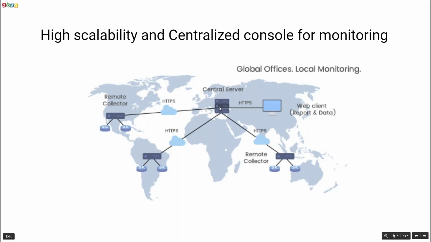The central server might be in your head office, and if you have, say, 3 different sites, each collector is just like a standalone. You have each collector set up on the remote sites, and from the central server you can simply drill down and look into that detail right away. So that was about the distributed edition. Why you would need this in the first place is for high scalability and for a centralized console for monitoring. Let me show it to you.